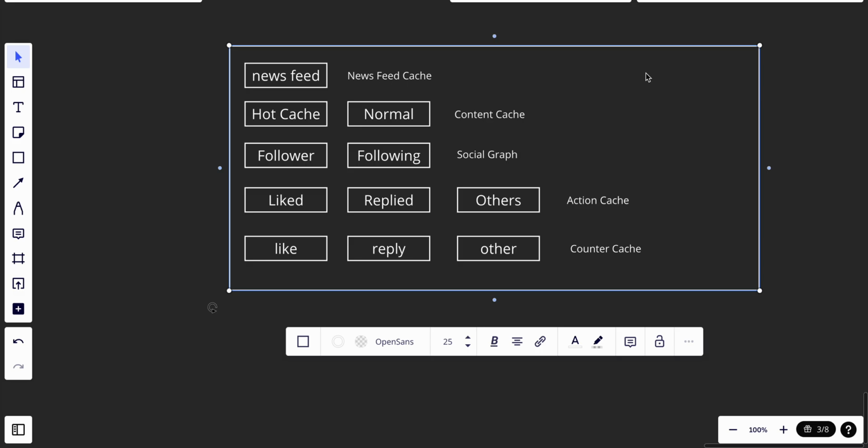So basically, the newsfeed cache stores the IDs of the newsfeed. The content cache stores post data; popular content is stored in the hot cache, the other in the normal cache. The social graph stores user relationship data, like following, followers, things like that. The action cache stores info about whether a user liked a post, replied, or took any other action on the post. And the counter cache stores the counters for likes, replies, following, and followers, etc.